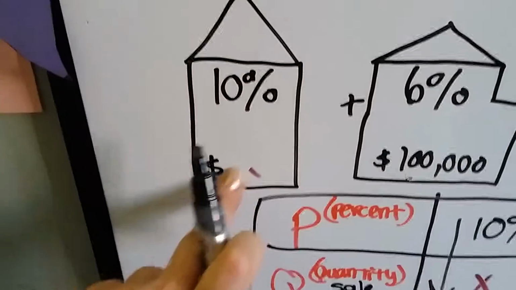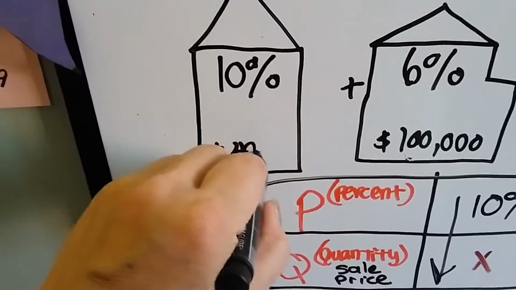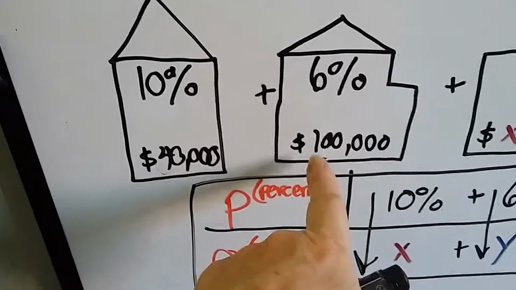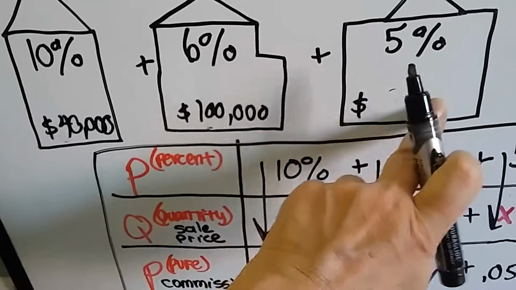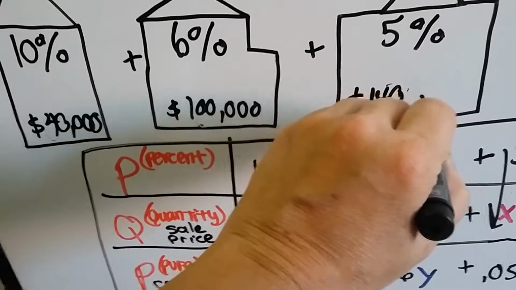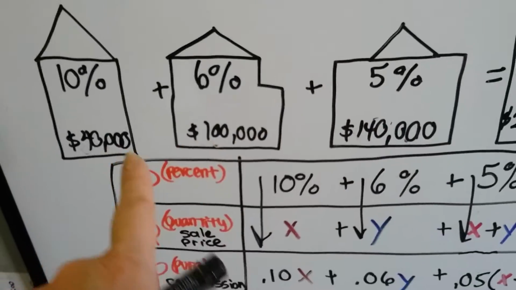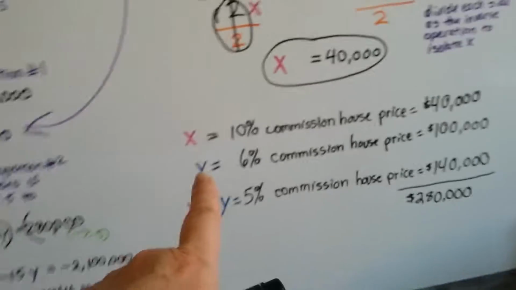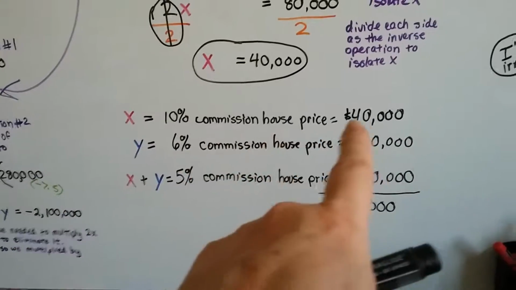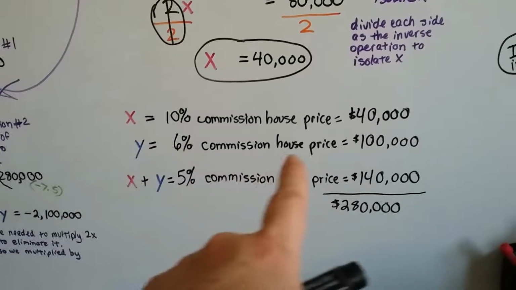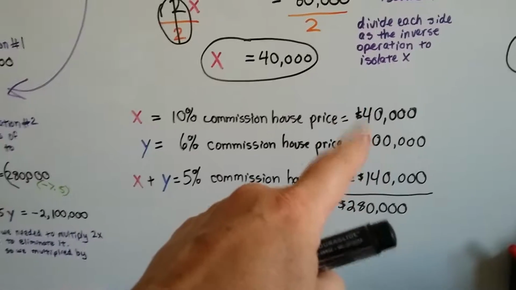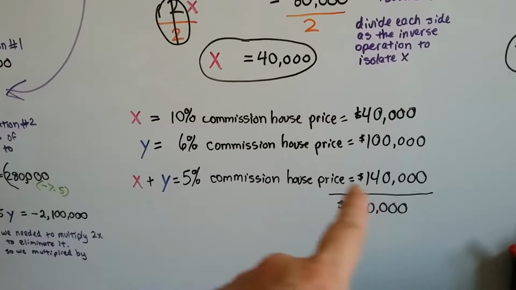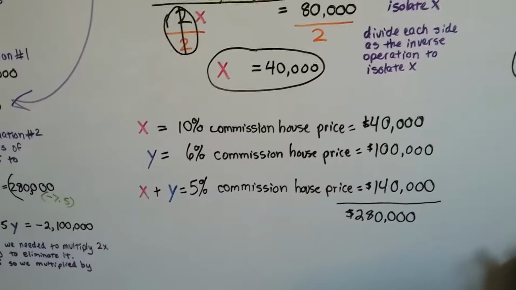So we know that this one is 40,000. Well, guess what? If we know this is 40,000 and we know this is 100,000, we know this one. 40,000 and 100,000 makes 140,000. See? Now we know our prices. So we know that x, the 10% commission house price, was 40,000. y, the 6% commission house price, was 100,000. And the x plus y, the 5% commission house, was both of these together, 140,000. See? And when you add them all up together, they're 280,000, and it worked.